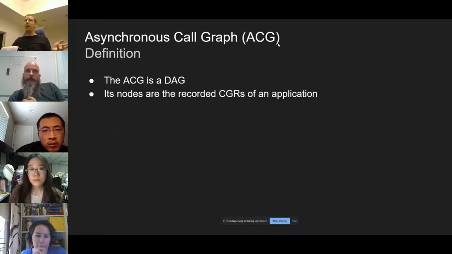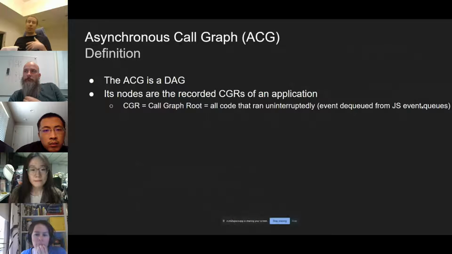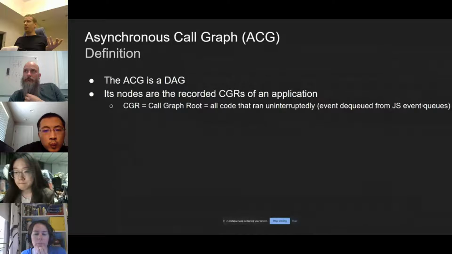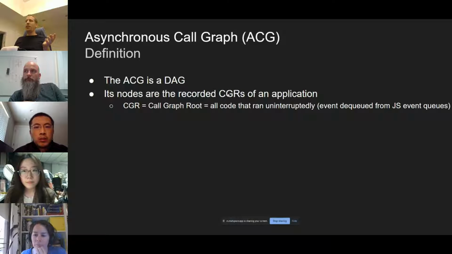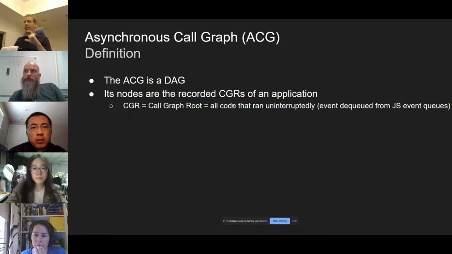ACG is a DAG, and the nodes are basically these atomic pieces of code that will run because they are dequeued from the JavaScript event queue, or rather any of the event queues, really. They will start when they are dequeued, and they will then run to completion without interruption because of the non-preemptive property of JavaScript. All of these pieces of code that run uninterruptedly, we call them call graph roots. And these are the nodes of our ACG.